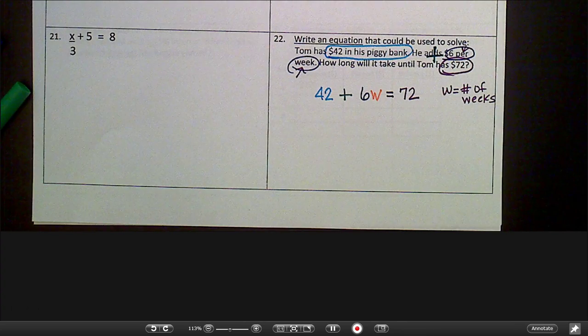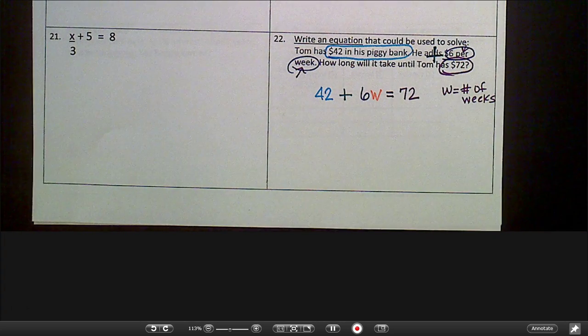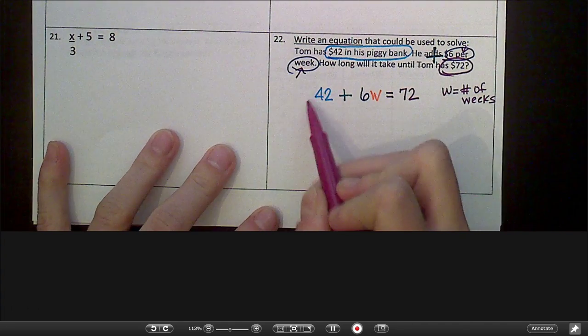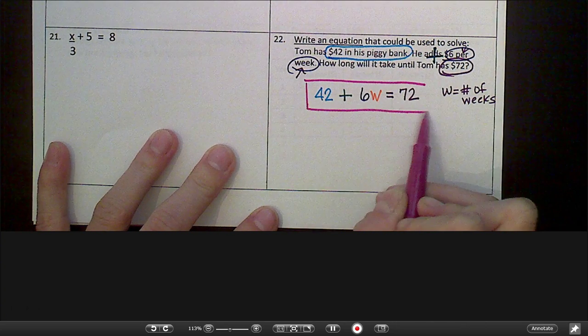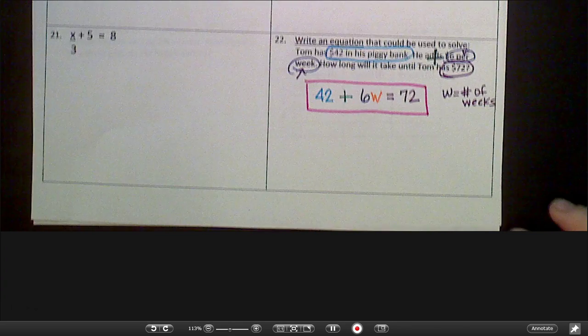So if it's $6 for 1 week, how many would it be for 2 weeks? Well, 6 plus 6 is 12. 3 weeks, 6 times 3 is 18. So that's how we would do that. Now, did it ask us to solve? No, it did not ask us to solve. You could solve it if you wanted to, but you don't have to. If you have extra time today, you can. So, there's your answer for that.